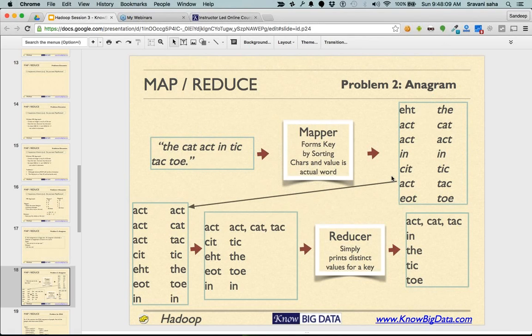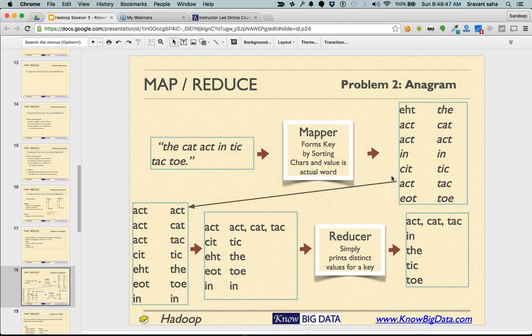As part of the mapper, what could be the key that will be the same for all the anagrams? No matter what the anagram is, if you generate that key, it should be the same for all. What could be that key? The key is to understand the meaning of an anagram. An anagram is a rearrangement of the letters, meaning it's the same set of letters, it's just that the arrangement is different in all anagrams.